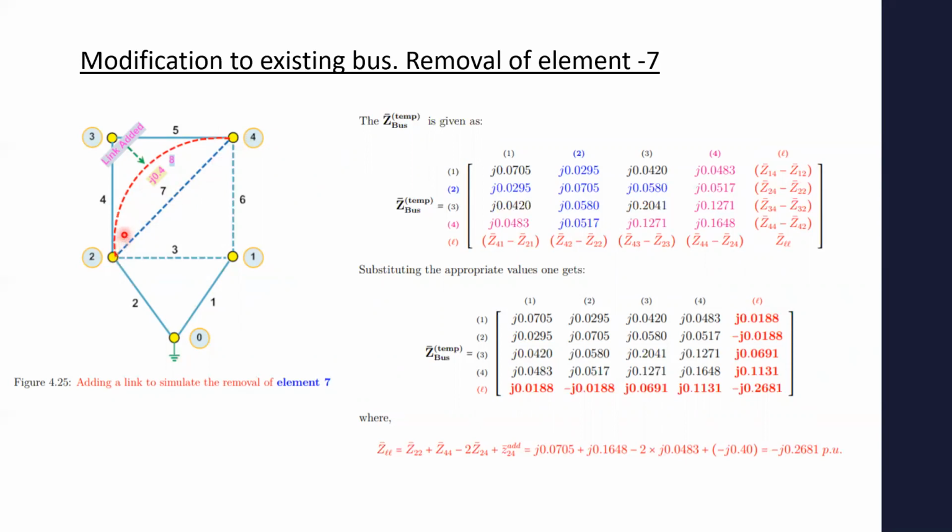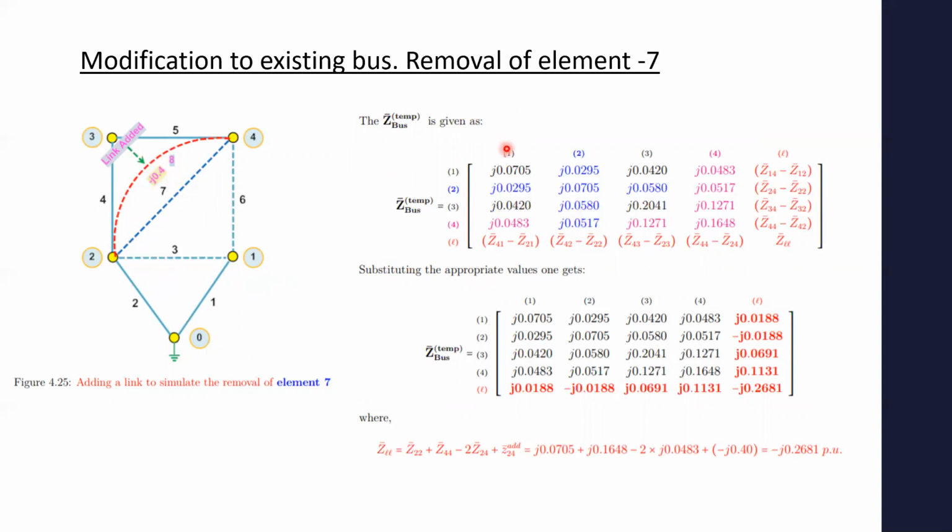So we add another link between these two, which is link number 8, and we put the impedance of that link to be minus j0.4, that is the negative of the 7th link. If we do this, then these two impedances cancel out, and hence nothing is present between node number 2 and 4. So we'll try this way. We'll see what happens. So now a link is added with minus j0.4.